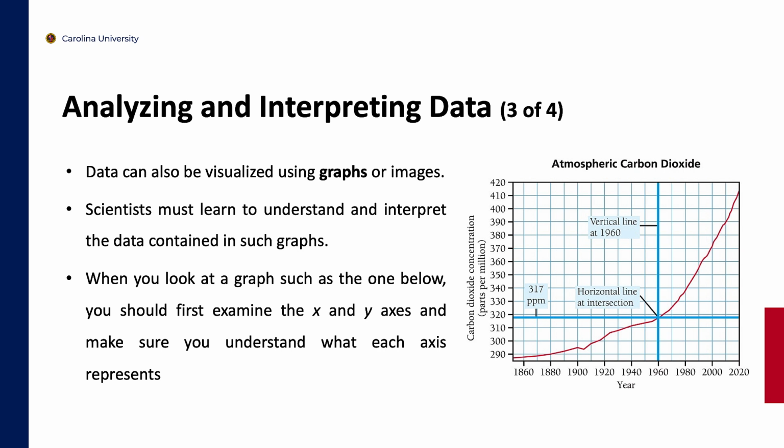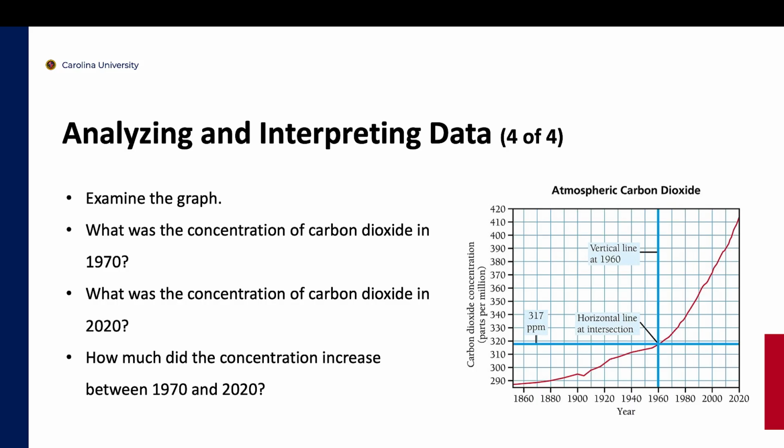So let's examine this graph. What was the concentration of carbon dioxide in 1970? By intersecting and analyzing the graph, we found that it's 317 ppm. And what was the concentration of carbon dioxide in 2020? It is 413 parts per million. And how much did the concentration increase between 1970 and 2020? We will calculate by subtracting these two concentrations, which is 96.